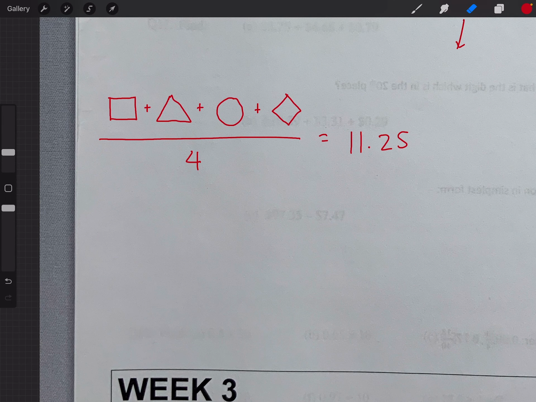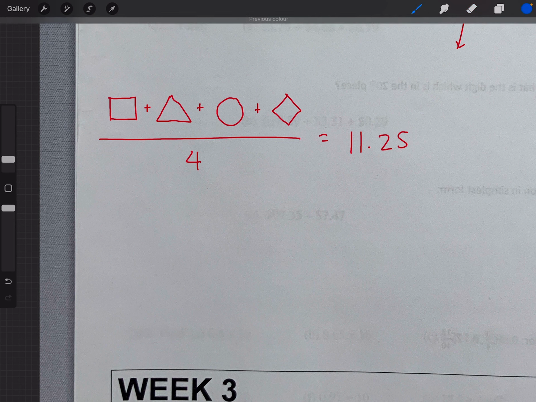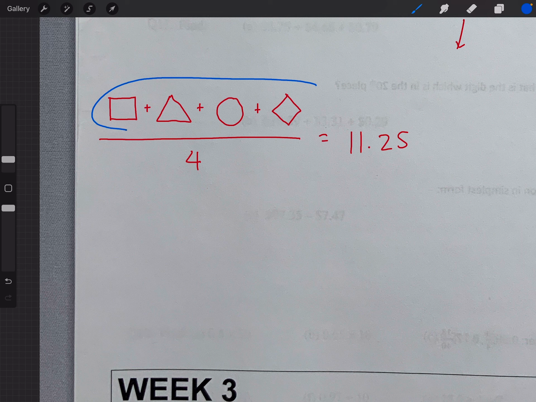So what we have is this expression. Now what we can say from this expression is that we can find the total of these numbers. According to the question, when you add the 4 numbers together, you're going to get some total number. We call it total. And the total divided by 4 is 11.25.